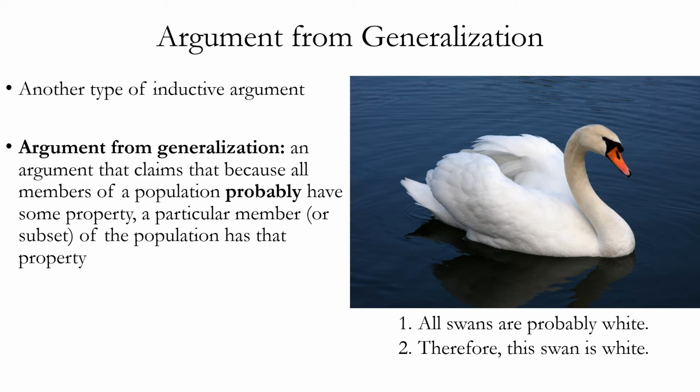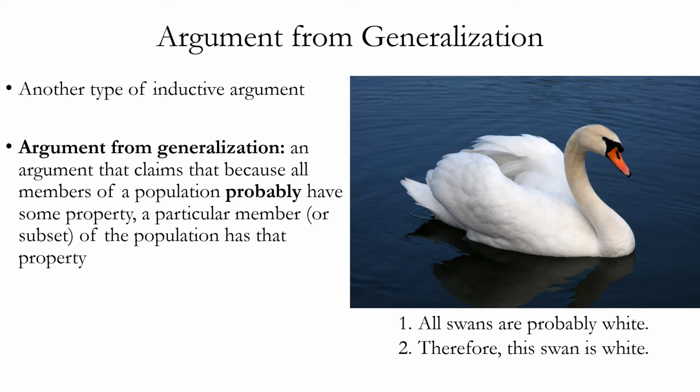So here's an example of argument from generalization. All swans are probably white, therefore this swan is white. Or you could say, therefore the next swan we observe will be white. What this has in common with arguments by example is that they both involve generalizations. Arguments by example have a generalization as the conclusion. Arguments from generalization have a generalization as a premise.